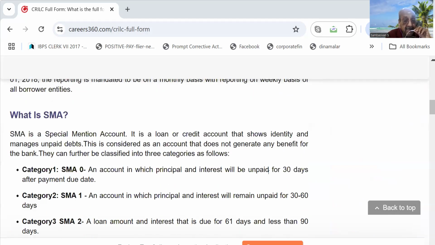What is SMA? SMA is a special mention account. It is a loan or credit account that shows identity and manages unpaid debts. This is considered as an account that does not generate any benefit for the bank. They can further be classified into three categories. Category 1, SMA 0, an account in which principal and interest will be unpaid for 30 days after payment due date.